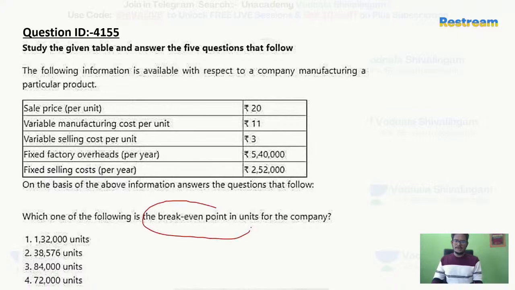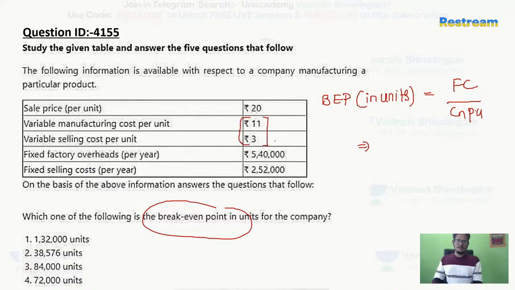Which of the following is the break-even point in units? The formula will be fixed cost divided by contribution per unit. Fixed cost we know. Contribution per unit will be 11 plus 3, total 14. So 20 minus 14 will be 6, which is the contribution per unit.